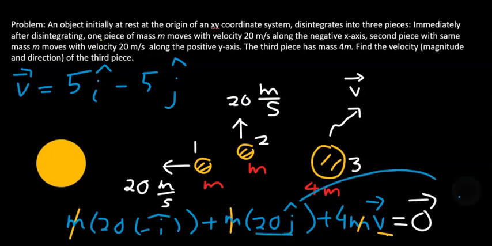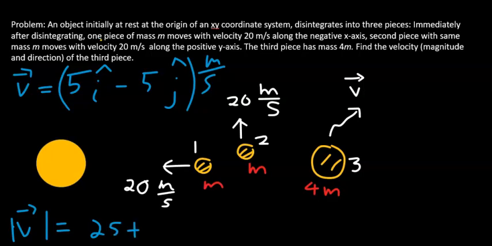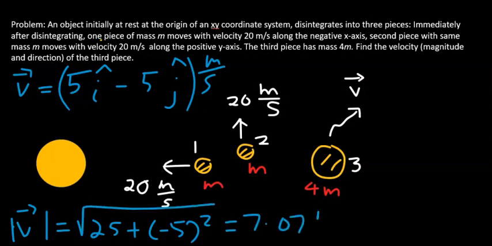Bring over to that side and then divide that by 4. Note the unit is meter per second. Now we can determine the magnitude of this velocity, or the speed that is. That is 5 squared, so it's 25, plus minus 5 squared, so that's another 25, square root, which will give you 7.07 meter per second. What about the direction for this vector v?